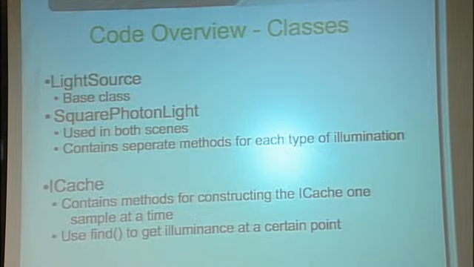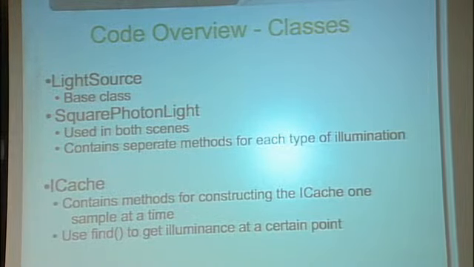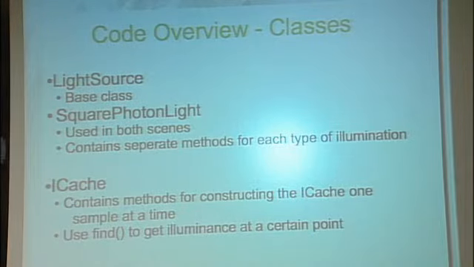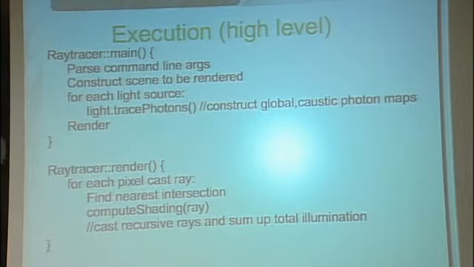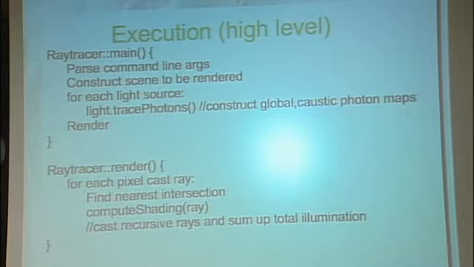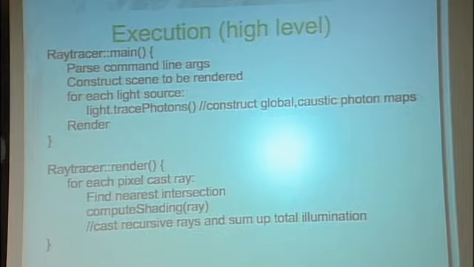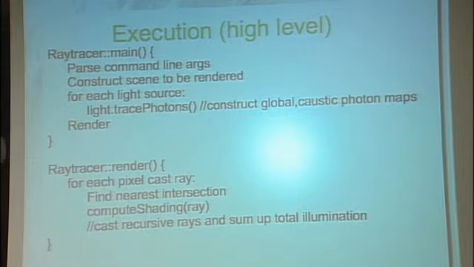Any questions? All right. So, basic execution overview. The main method for the ray tracer parses the command line and constructs the scene, and the scene is just a command line switch. So if you say S1, it'll construct scene 1. If you say S2, it'll construct scene 2.